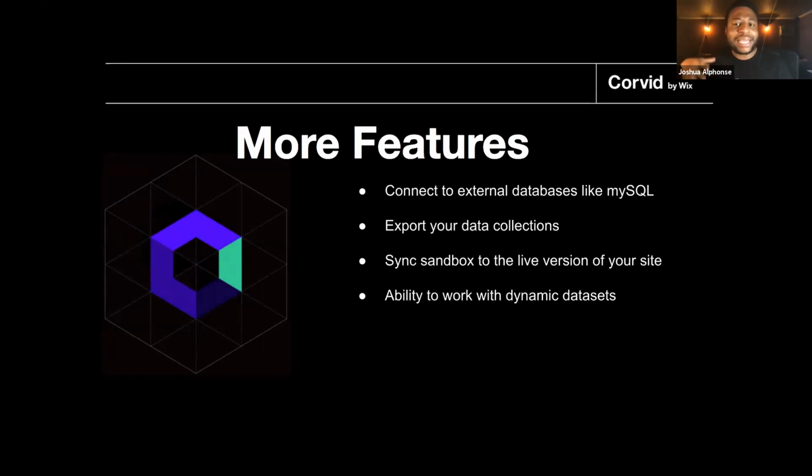We spoke briefly about connecting to an external database using like MySQL, using the Corvid adapters, and then also using your endpoints and your credentials that you have. You can also export your data collections, just how we saw earlier with your CSV files. Sync your database's sandbox version to your live version, so you're always up to date with the data that you have inside your collections. And then you have the ability to work with dynamic data sets, just like we saw. So definitely take a dive deeper into how you could use this API and then also just the content manager to easily add the dynamic content that you want to your page.